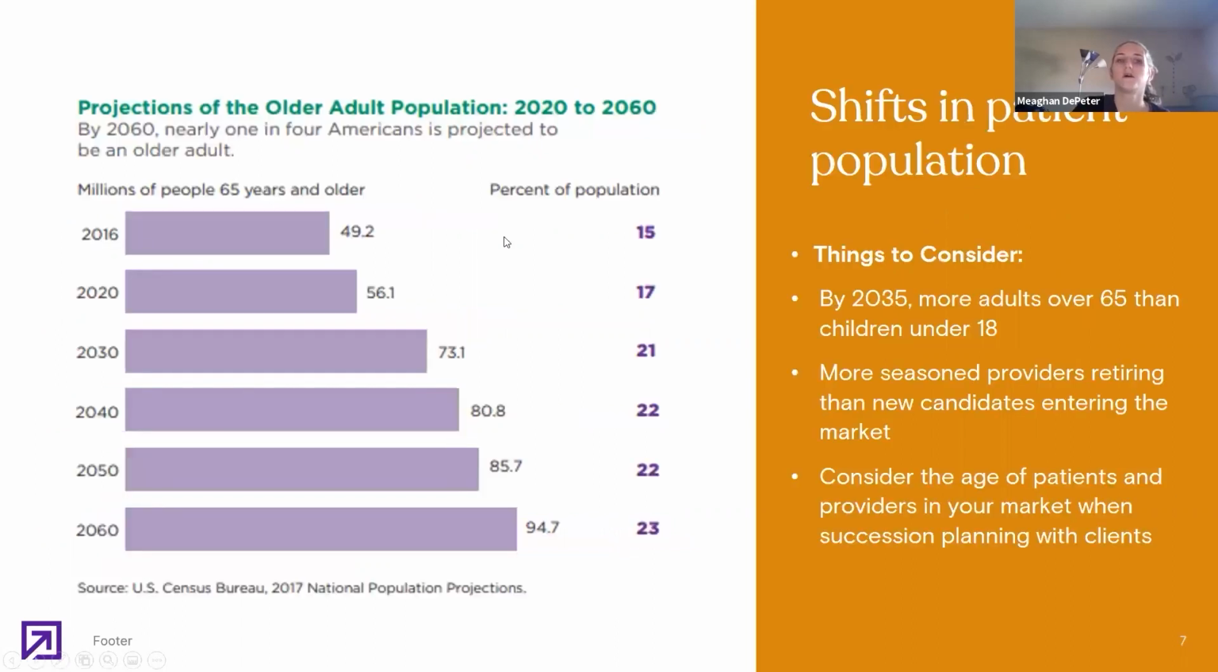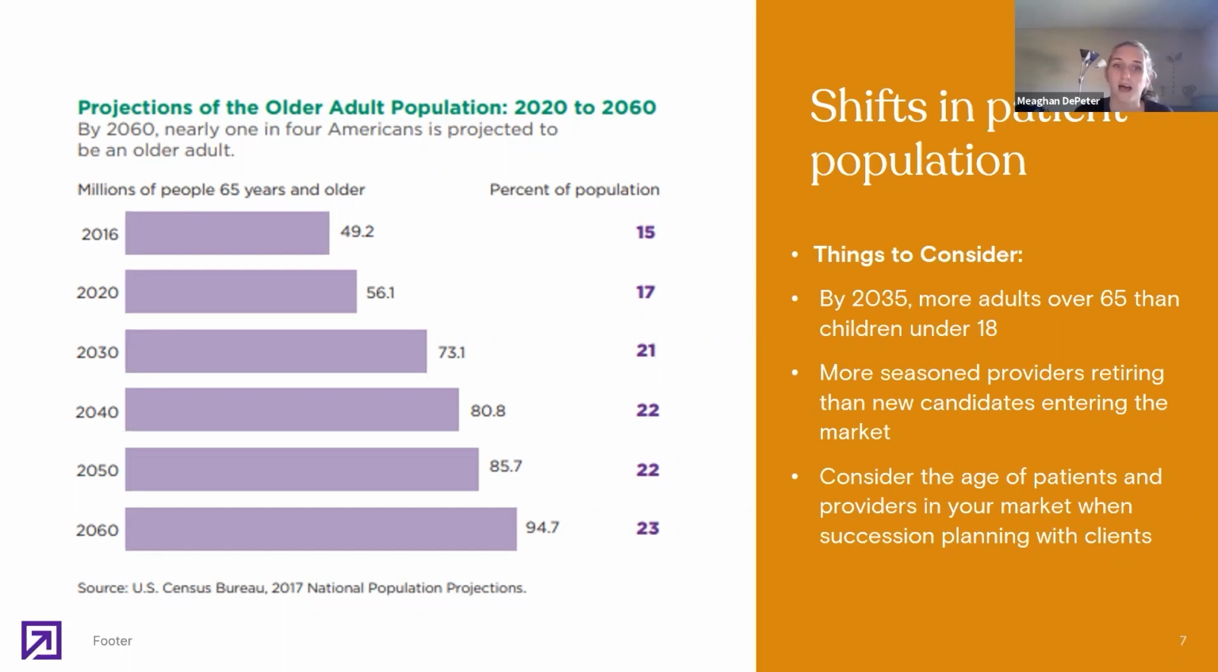So, what does this all mean? What is there to consider now? The aging nation affects the healthcare workforce and patient demographic. More seasoned providers are retiring than new candidates entering the market. This fuels the physician shortage. Therefore, it's now important to consider the age of patients and providers in your market when succession planning with clients.